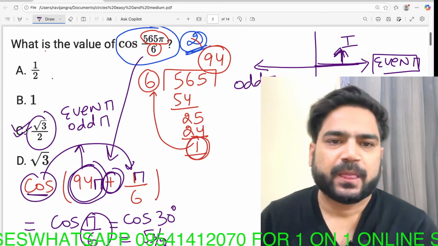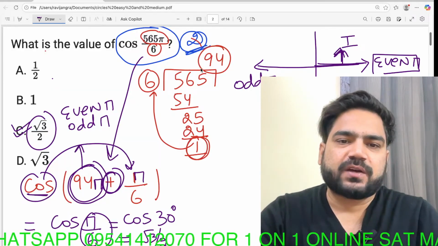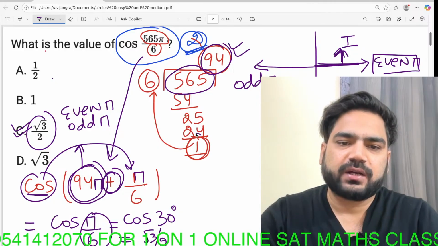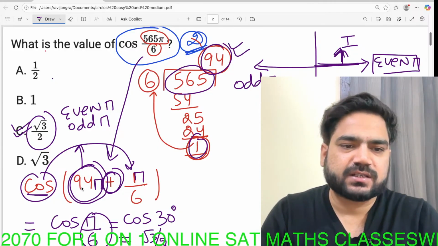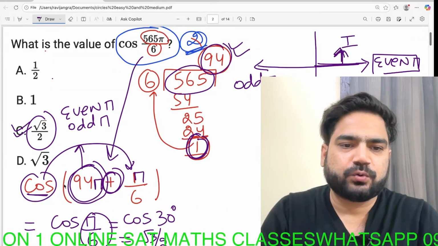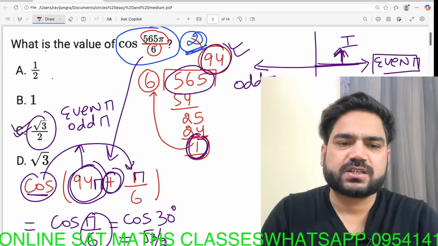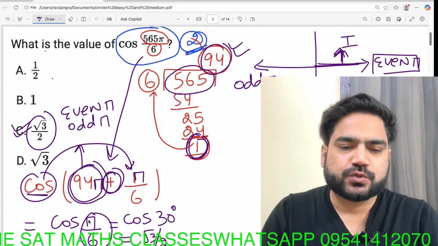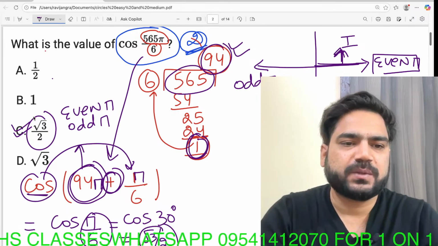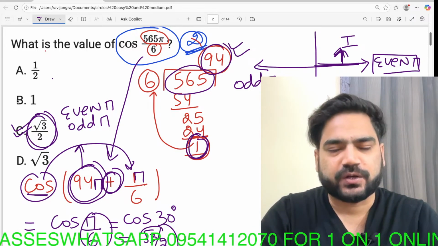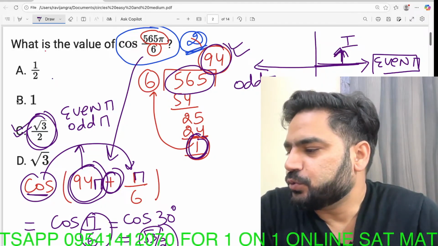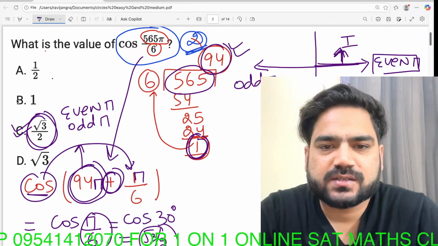Okay, so again I'm repeating this: 565 I have divided by 6, and it divided 94 times, and 1 is the remainder, so we can write it as 94 pi plus 1 upon 6 pi. On even multiples of pi the trigonometric function doesn't change, so we can write it as cos pi by 6, and cos pi by 6 is cos 30, which is root 3 by 2. So our answer will be root 3 by 2. Okay, I'm assuming that you are comfortably able to see this, and this is our answer.